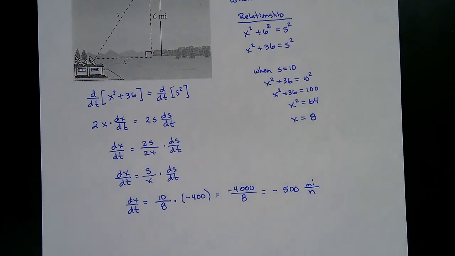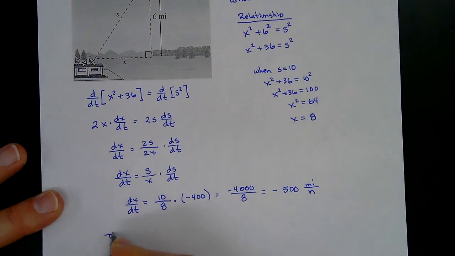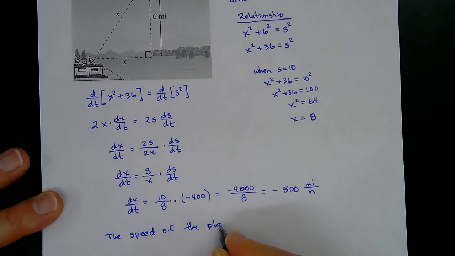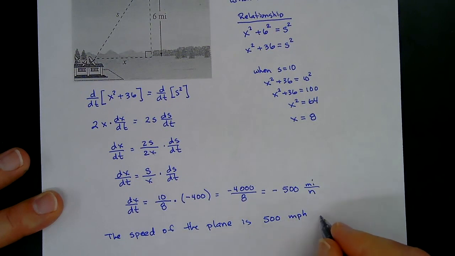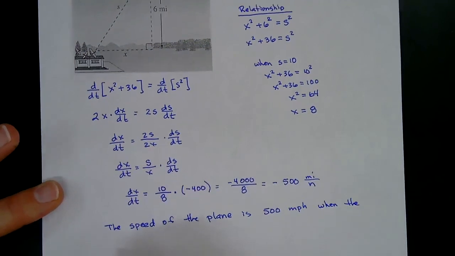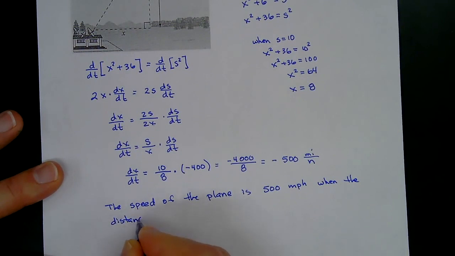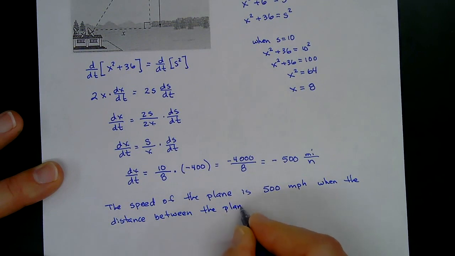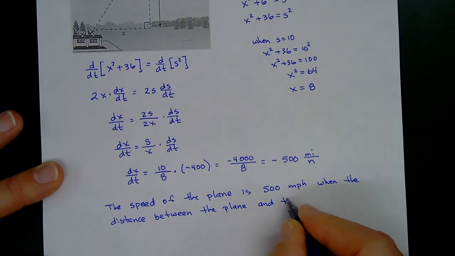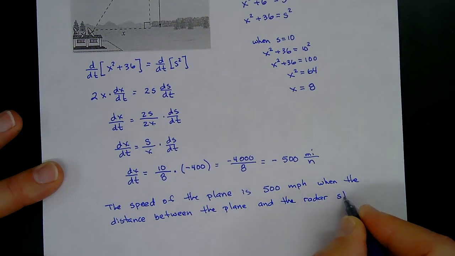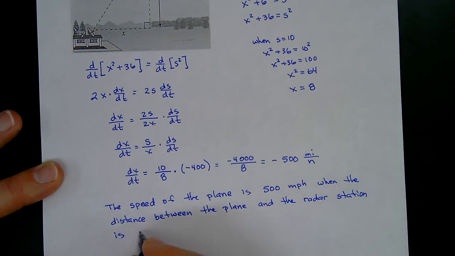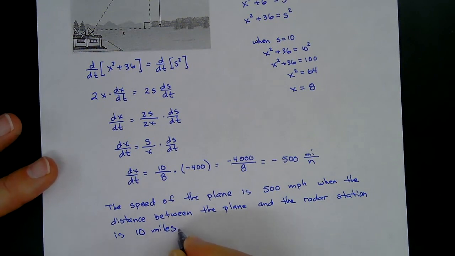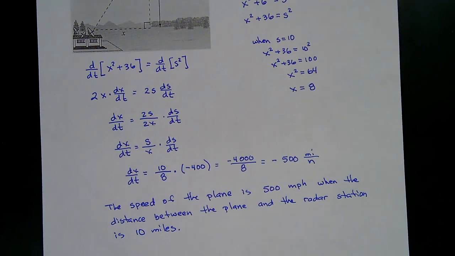Now, it was asking for the speed, and speed is always positive, okay? So the speed of the airplane is 500 miles per hour, so we can write mph, when the distance between the plane and the radar station is 10 miles. Okay, and that's how you do this, okay?